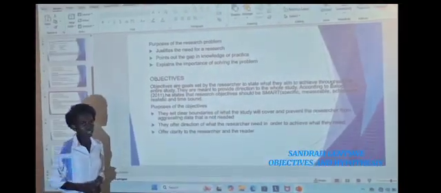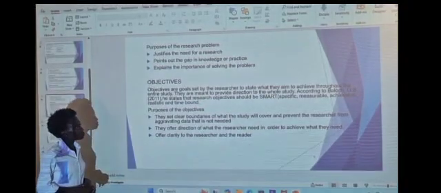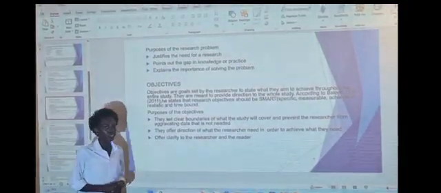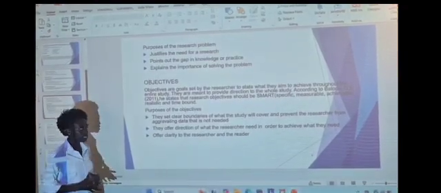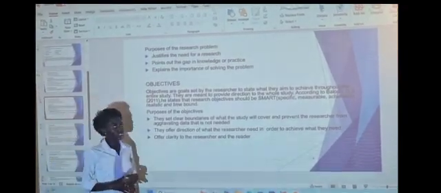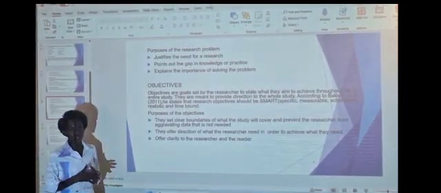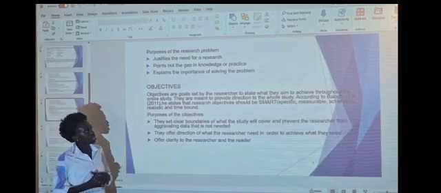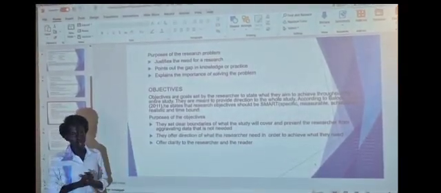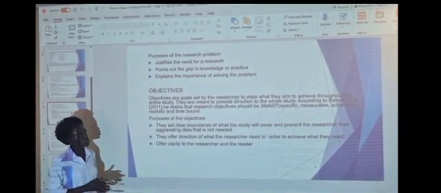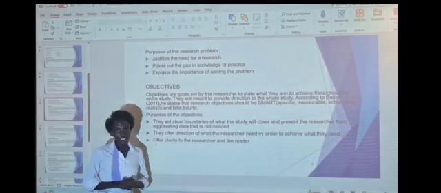In my section, I'll be briefly discussing the objectives and the hypothesis. The objectives are the goals set by the researcher to state what they aim to achieve throughout the entire study. They are meant to provide direction to the whole study, helping the researcher to know what is needed to carry out the research. The objectives are meant to be SMART, meaning that they should be specific, measurable, achievable, realistic, and time-bound.